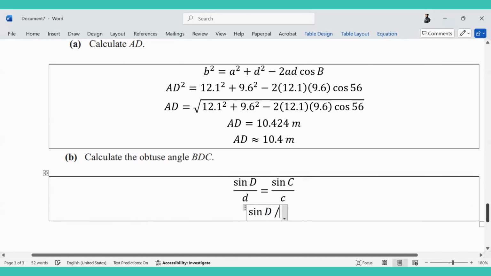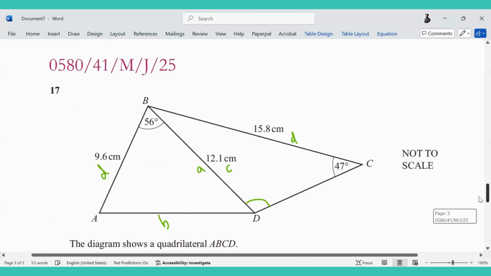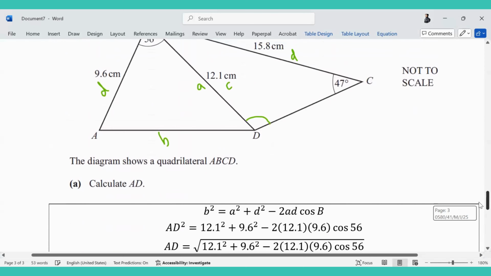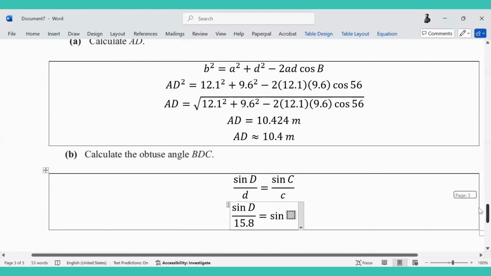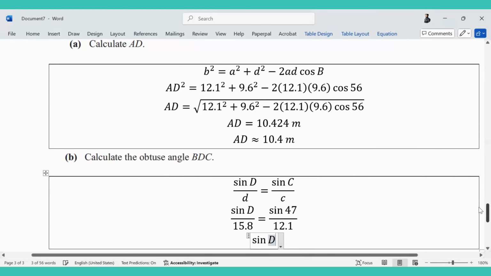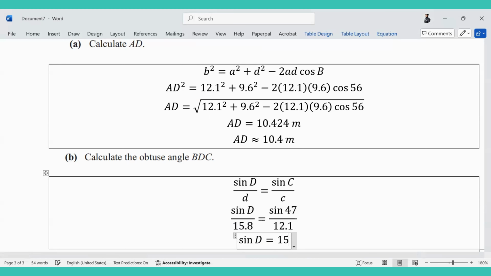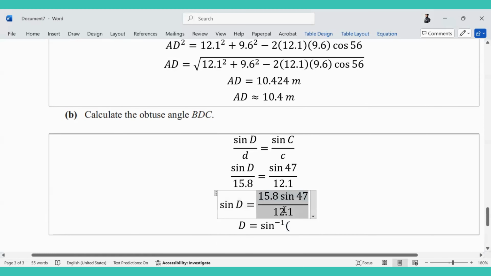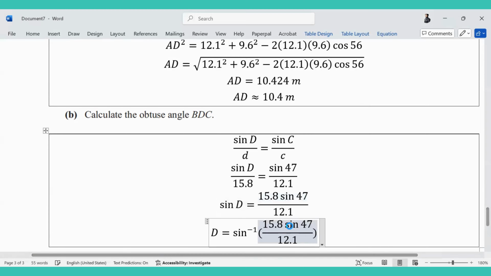The sine D and the length of D is 15.8 is equals to sine. The angle C is 47 and side C is 12.1. Sine 47 upon 12.1. No need to use the calculator at this moment. 15.8 is dividing on the left side. If it goes on the right, it will multiply. 15.8 sine 47 divided by 12.1. No need to use the calculator even at this moment. Sine inverse, and you can sine inverse this entire thing to get your angle D.